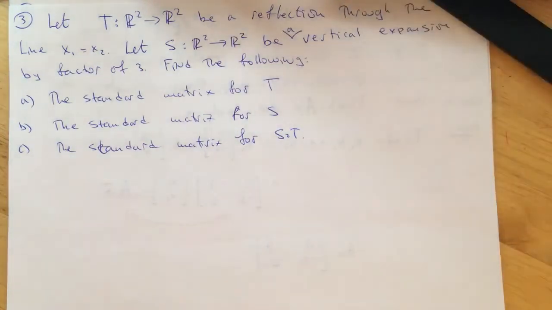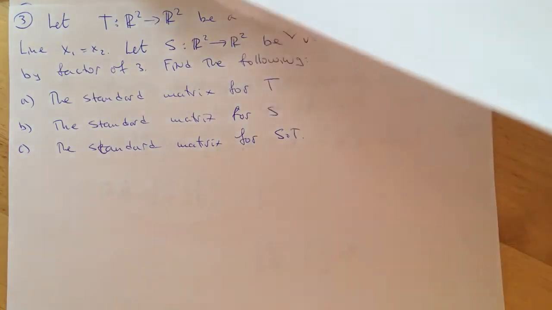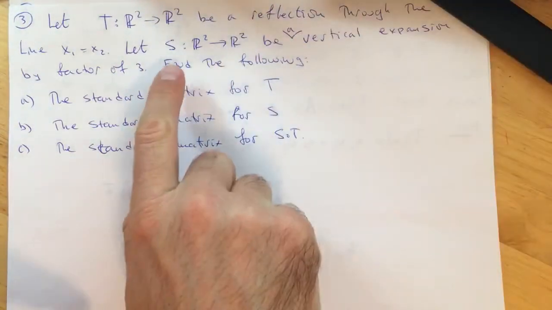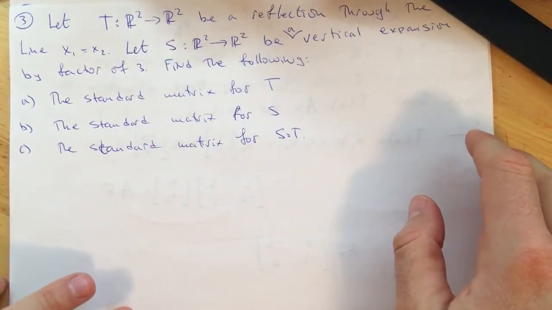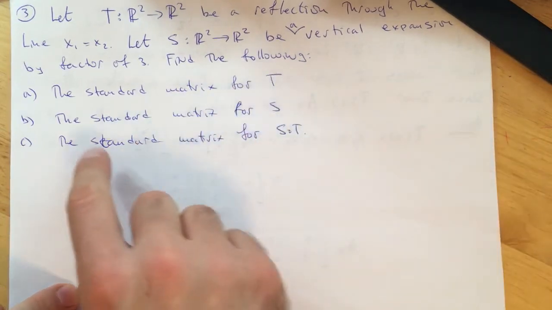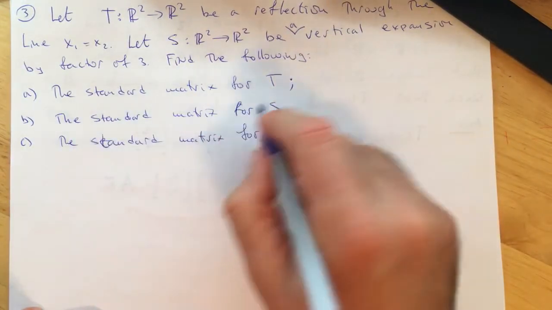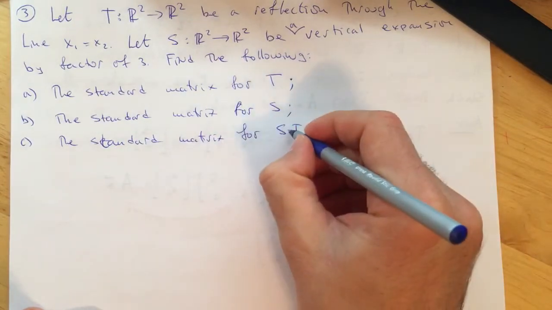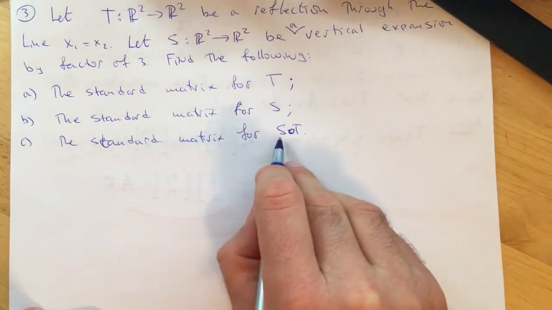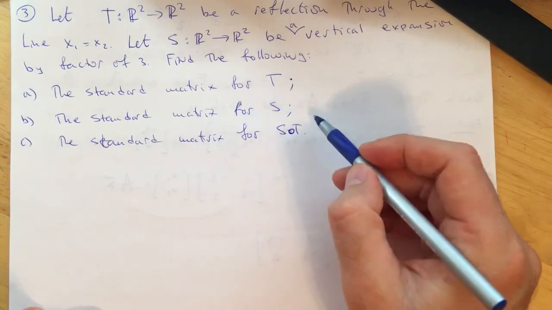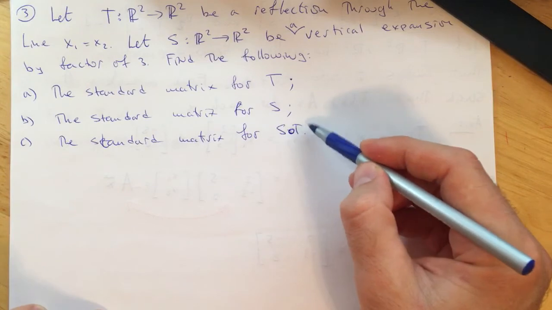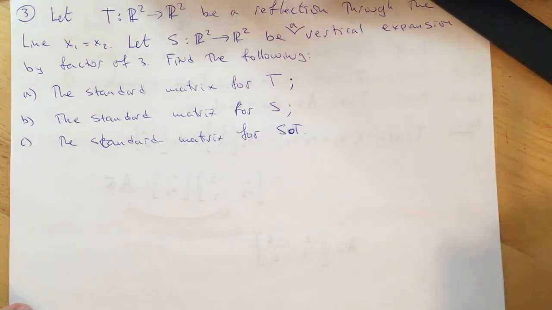Question number 3. Let T be the transformation that's defined as a reflection through the line x1 equals x2, and let S be the transformation from R2 to R2 that is a vertical expansion by a factor of 3. Find the following: the standard matrix of the transformation T, the standard matrix of the transformation S, and finally the standard matrix for the transformation S composed with T. So for a particular vector, we first apply the transformation T, and then we apply the transformation S.